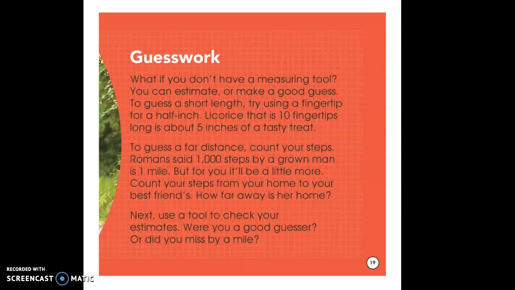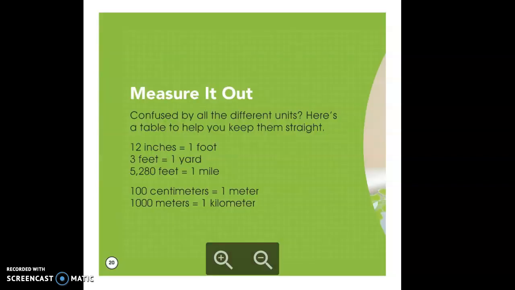Now, since maybe we can't do that right now, maybe you could estimate and say how far it would be to walk on your driveway, or maybe even walk across from one side of a room to another and take an estimate of how many steps it would take you, and then actually do it and see how close you were. If you want, just for something to try. Next, use a tool to check your estimates. Were you a good guesser, or did you miss by a mile?